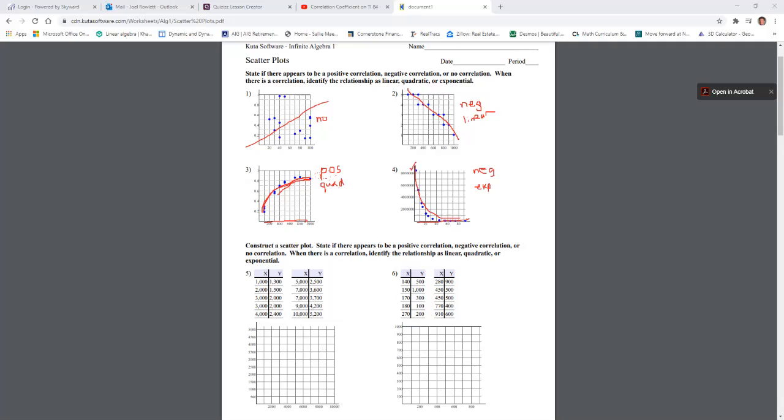Okay, so this just proves that when we do a scatter plot, we may not have a linear regression line. We could have a curve of best fit, and it could be a quadratic or an exponential. And we will look at some of those later on in the course.